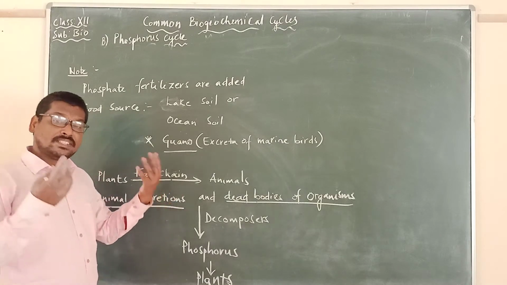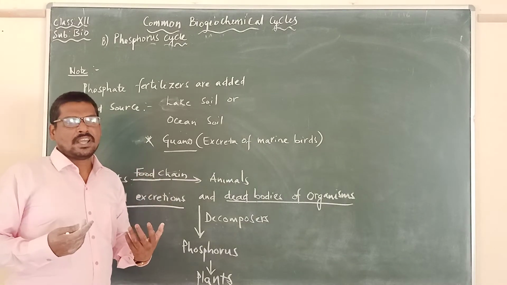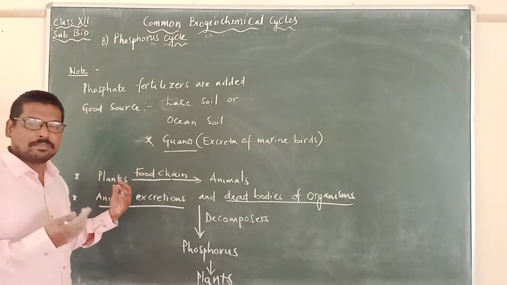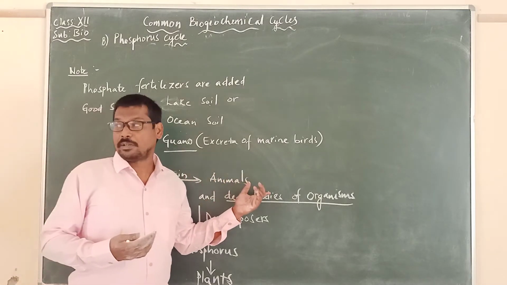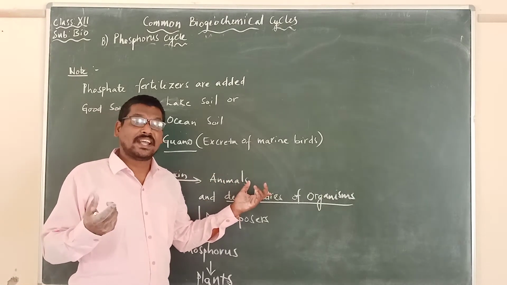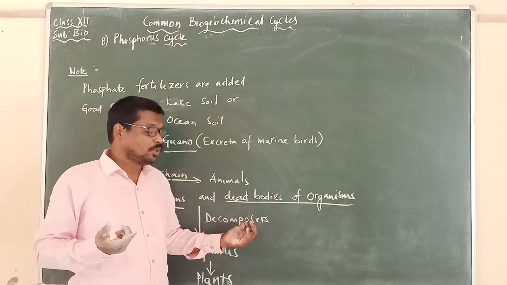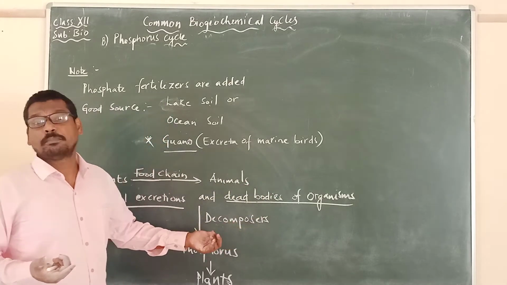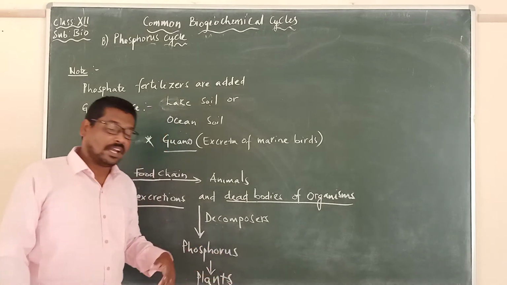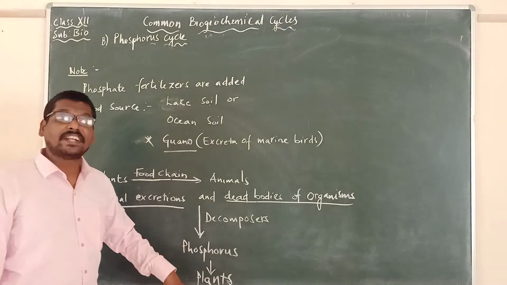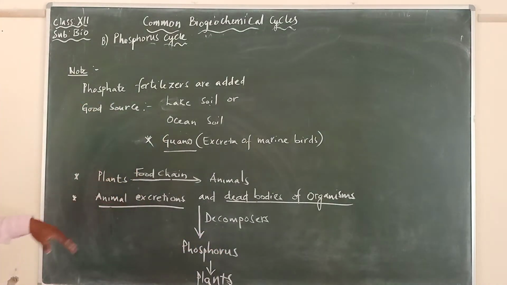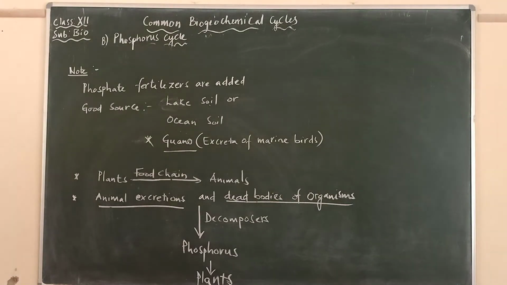And now it is inbuilt in the animals, and either in the animal excreta or the dead bodies. When they are dead, due to the decomposition process by the decomposers, phosphorus is again added into the soil, which is again taken up by the plants. So see, these points we should keep in mind, especially about the good sources. What are the good sources of this phosphorus?